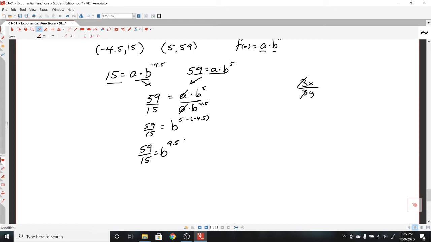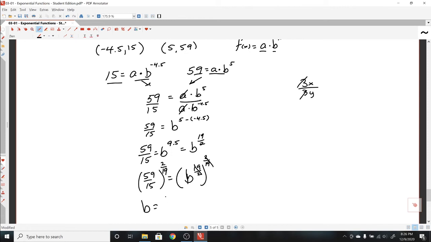which is 9.5, or 19 halves. So now the question is, how do you take the 19 halves root of this, which seems really strange and bizarre, and it should be. But remember, all I need to do is get rid of this power. And I can get rid of this power by multiplying it by its reciprocal. So to do that, what we're going to do is take both sides of this equation and raise it to the power that is the reciprocal. Again, why? Because a power to a power we multiply, and these numbers would cancel.